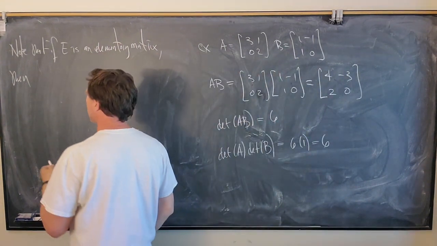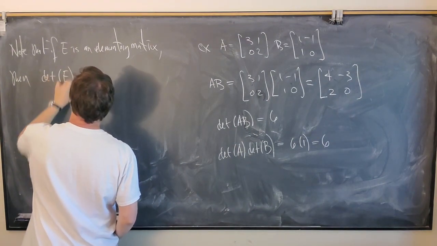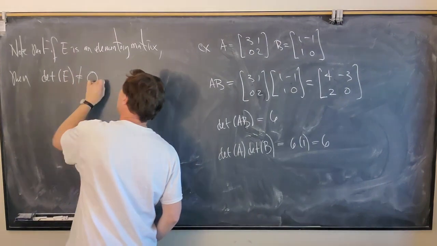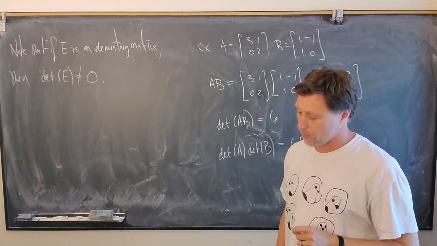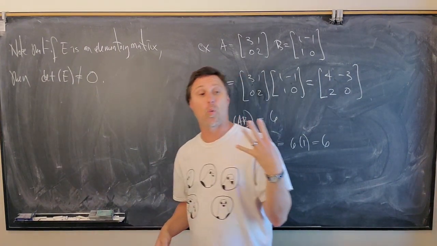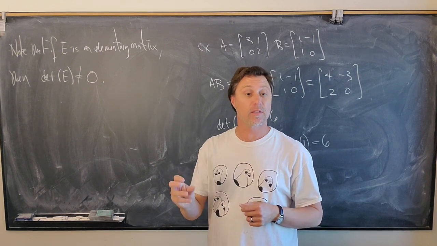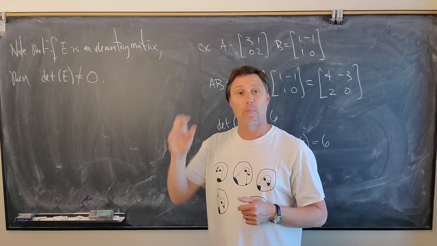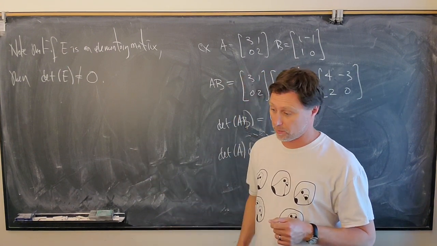In any of those cases, what we have is that the determinant of E is non-zero. Just think about it. The identity has determinant 1. Any one of those 3 row operations is going to affect the determinant, but in a way that will not introduce a 0 for its determinant.